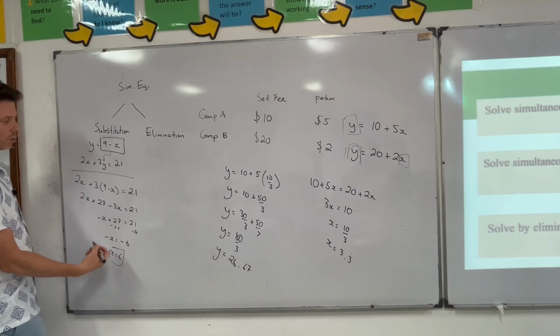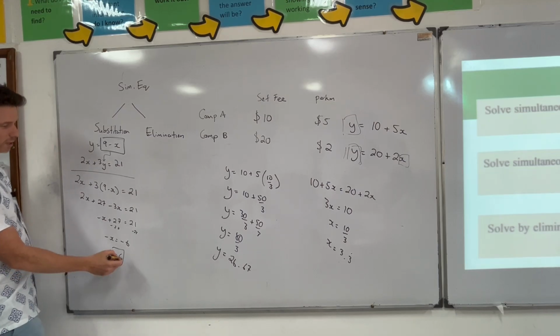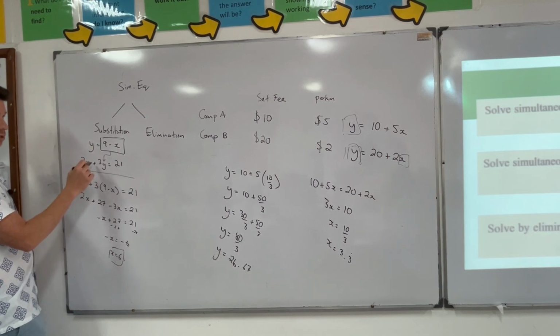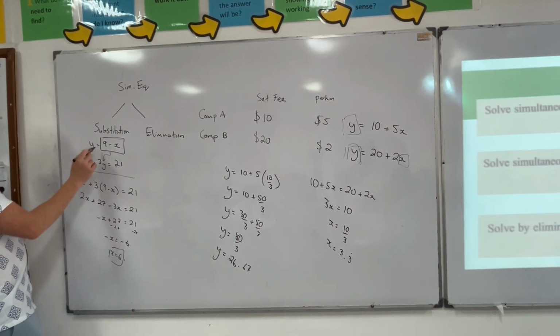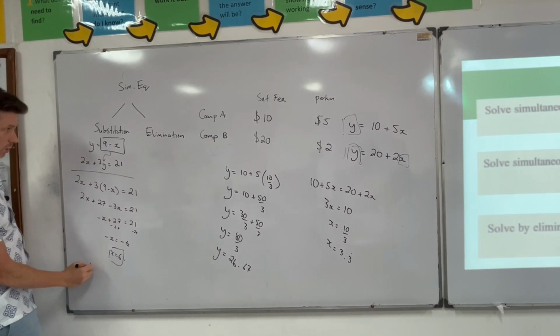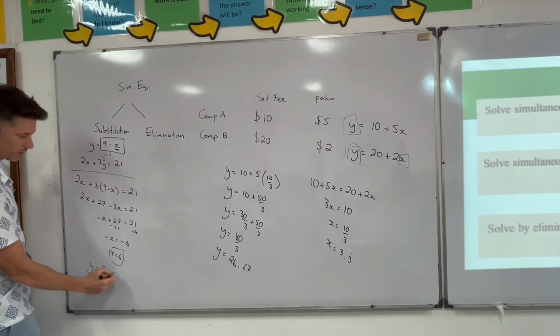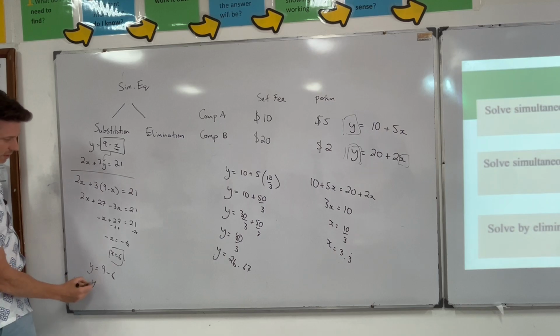What do I do then? I want also y, because it's a corresponding y value. So I have to use one of these equations, doesn't matter which one, to solve it. This is the easier one, the first one. y is equal to 9 minus, well, x is 6 now. I just found out it was 6. So y is 3.